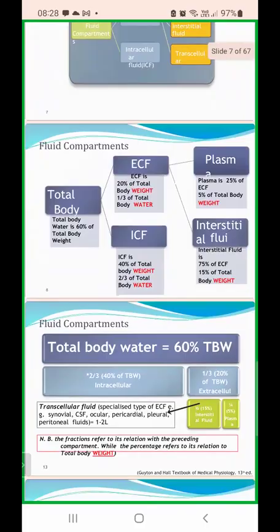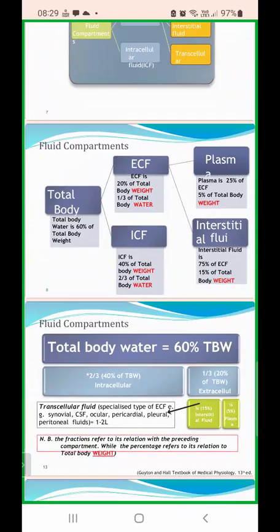Now let's come to the proportion of this body water. Total body water, as we have discussed before, is equal to 60% of the body weight. Now what about the extracellular fluid? Extracellular fluid makes up 20% of the body weight, that is, one third of the total body water is the extracellular fluid.